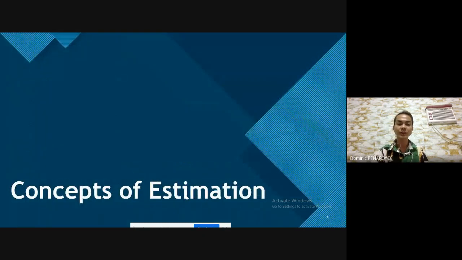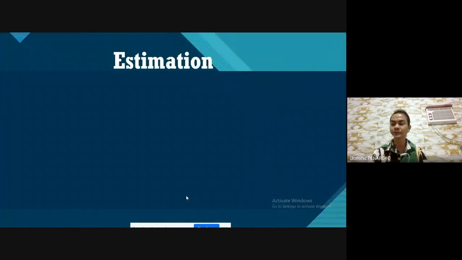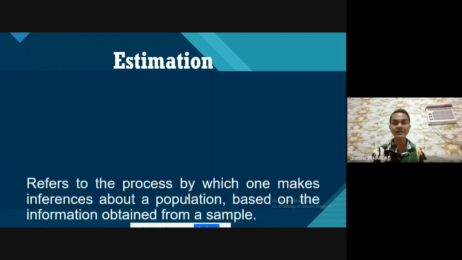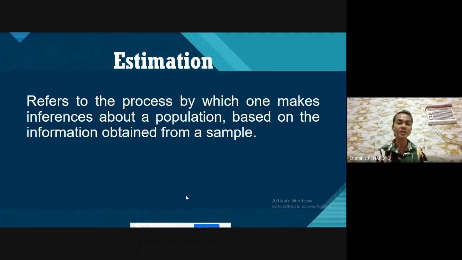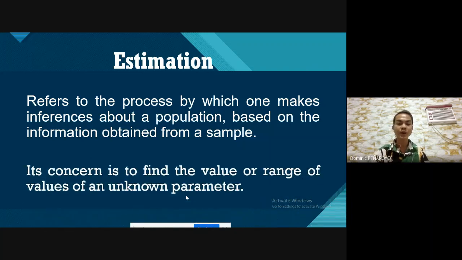Let's start with the concepts of estimation. So let's define first what is an estimation. Estimation refers to the process by which one makes inferences about the population based on the information obtained from a sample. Also, its concern is to find the value or range of values of an unknown parameter.